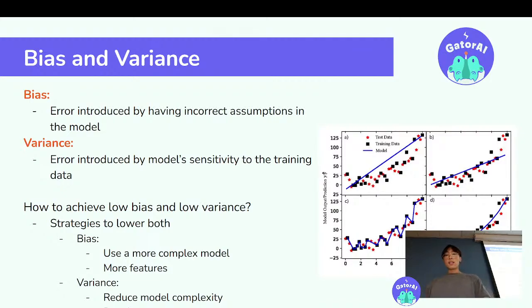So this essentially leads us to the bias and variance trade-off. We have the error introduced by having incorrect assumptions in the model, and we have error in our machine learning model introduced by the model's sensitivity to the training data. So if anybody is looking at these graphs, could anybody give me the answers to what would be low bias, low variance, high bias, high variance in these graphs here? Does anybody know?